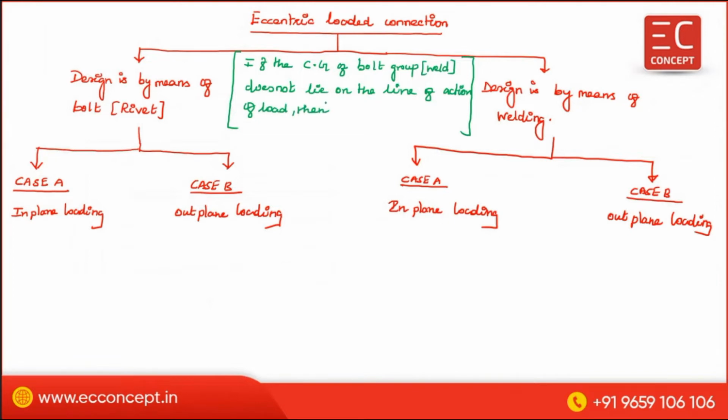then it is called an eccentric connection. See, if the CG, center of gravity, of the bolt group does not lie on the line of action of the load, then we can call it an eccentric connection. In that eccentric connection, there are two types, in plane loading and out plane loading. Now we are going to see first case A, in plane loading.